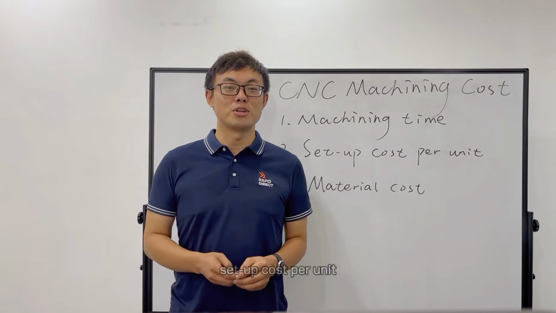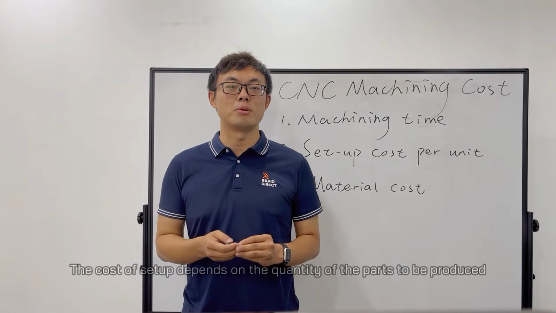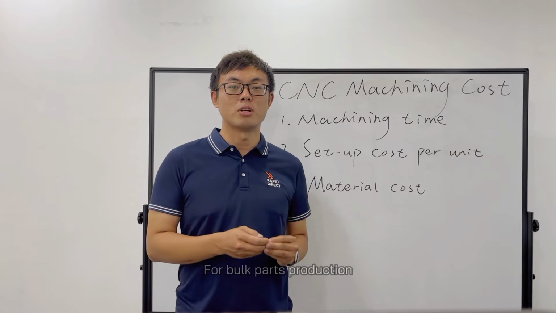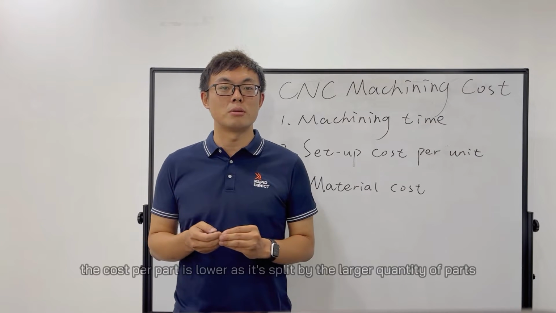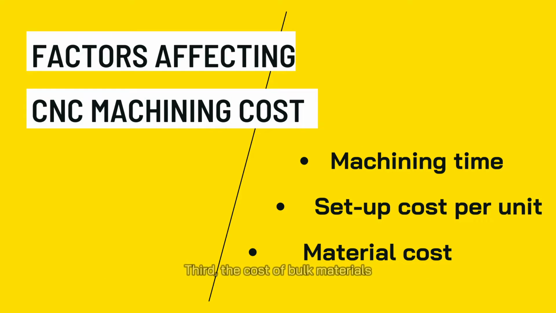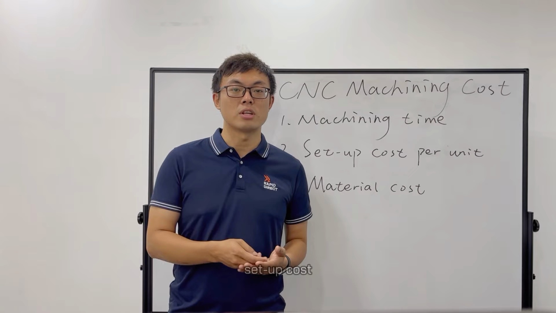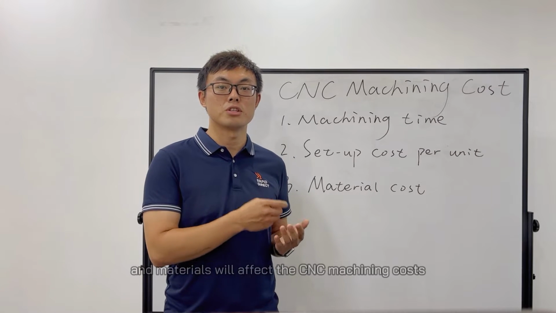Second, setup cost per unit. The cost of setup depends on the quantity of the parts to be produced. For bulk parts production, the cost per part is lower as it's split by the larger quantity of parts. Third, the cost of bulk materials and materials machinability. Picking affordable materials with good machinability like aluminum is a great choice. So far, you know design's complexity, setup costs, and materials will affect the CNC machining costs.